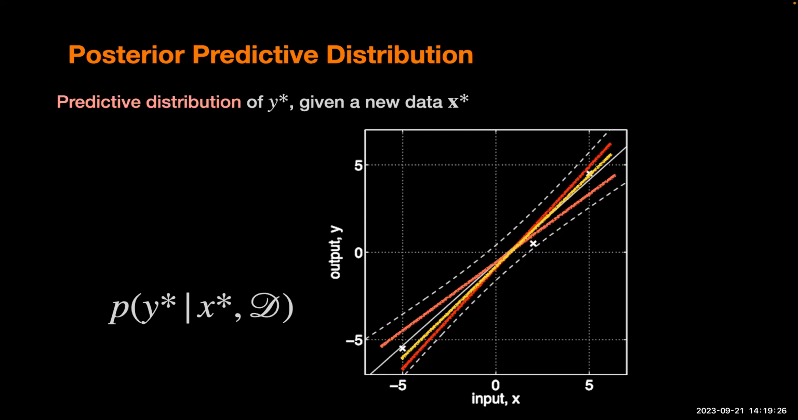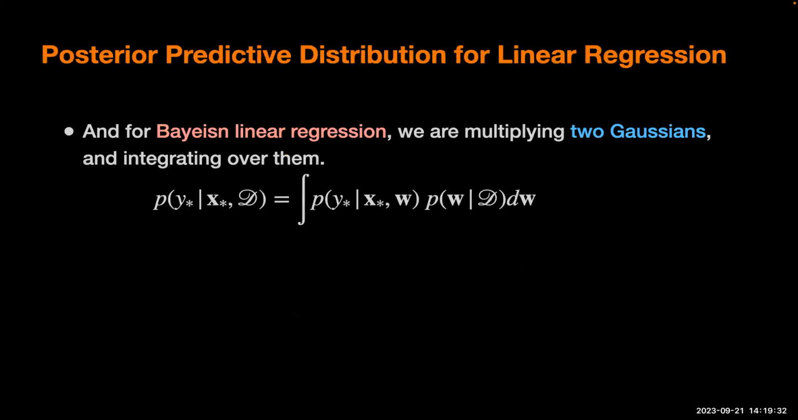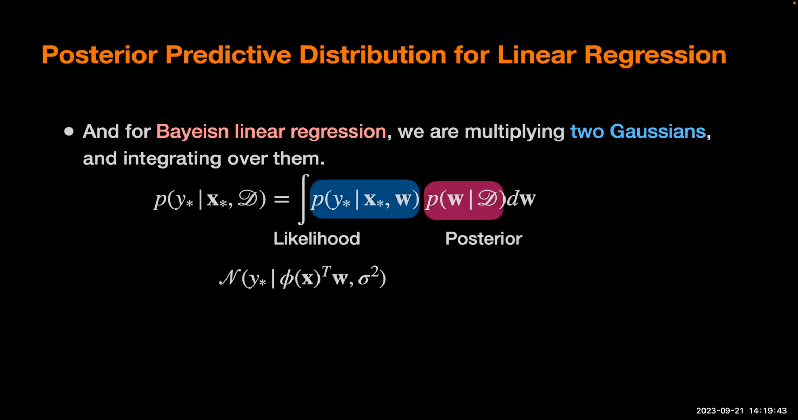In many cases, this is a very expensive operation, but in linear algebra, this is one line, right? Why? Because it turns out that, again, the Gaussian saves the day. If you have two Gaussians, multiply them and integrate over them, it turns out that it's still a Gaussian. And this is why the Gaussian is so amazing. People have not appreciated how amazing the Gaussian is. It's very, very practical.